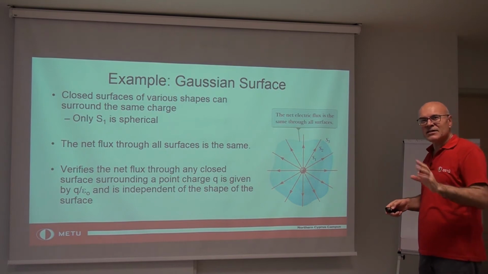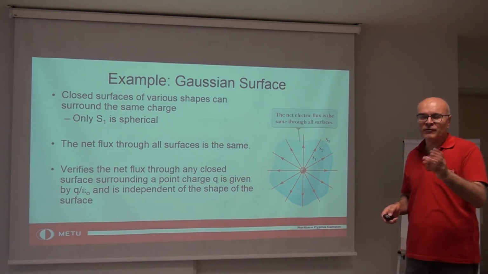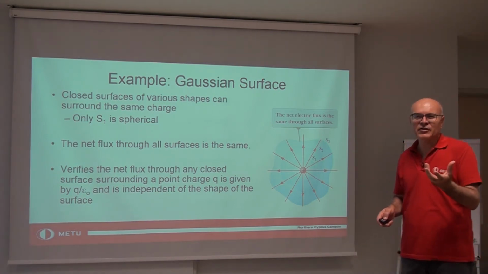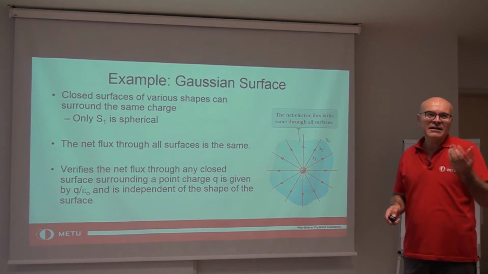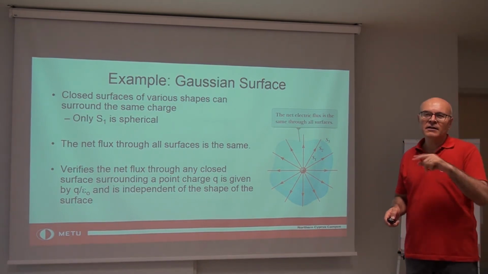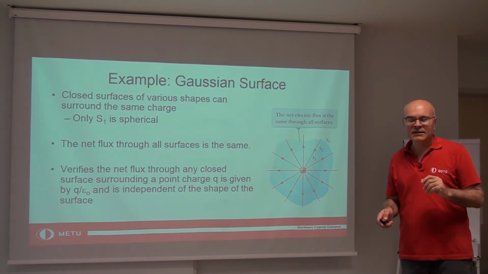This is not a proof, it's just some rough explanation of the fact that Gauss law is a consequence of the 1 over r square behavior of the electric force.